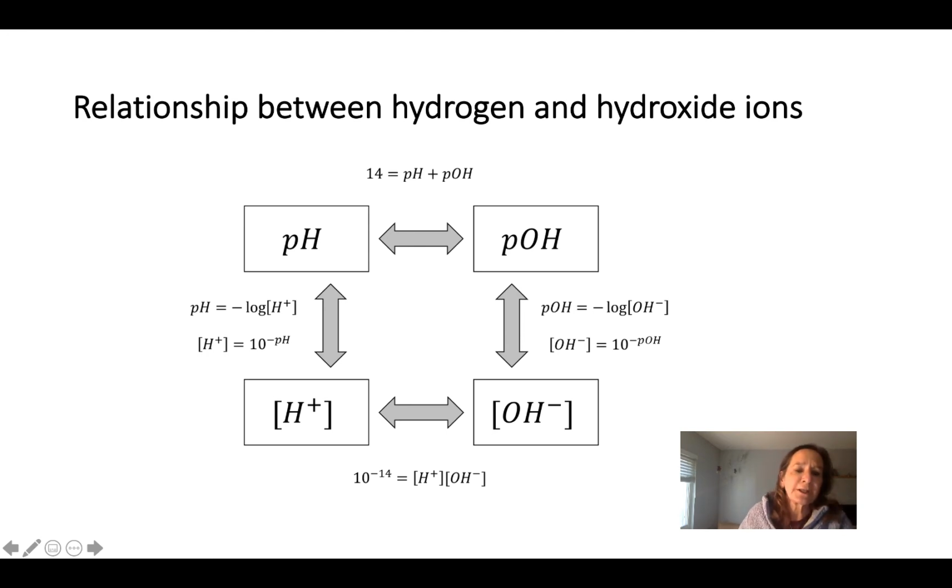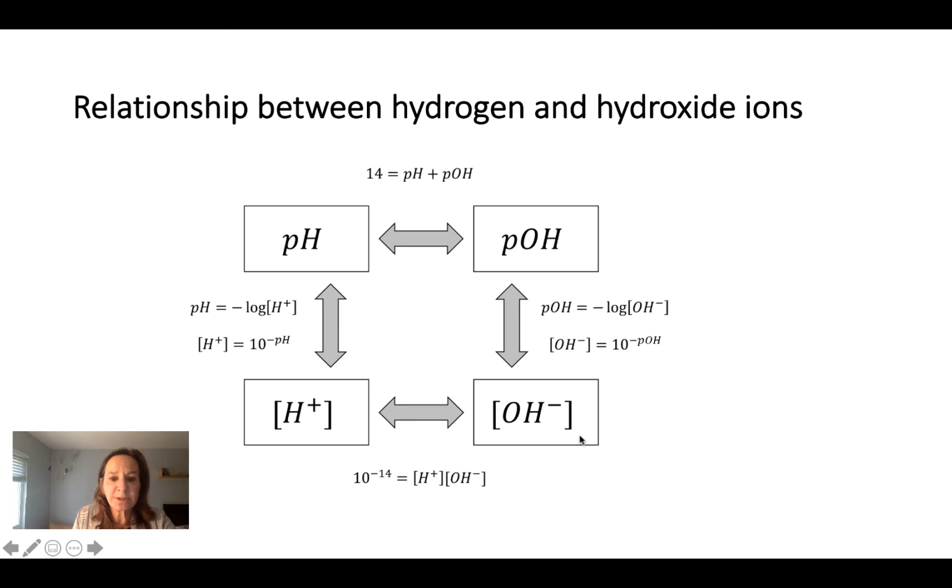So again, we've talked about the relationship of pH and the hydrogen ion concentration, where the pH is equal to negative log of the hydrogen ion concentration. We've talked about the relationship of our hydroxide ion in solution versus our pOH. Again, our pOH is negative log of our hydroxide ion. And we've talked about the relationship between the pH and the pOH. The pH plus the pOH is equal to 14.